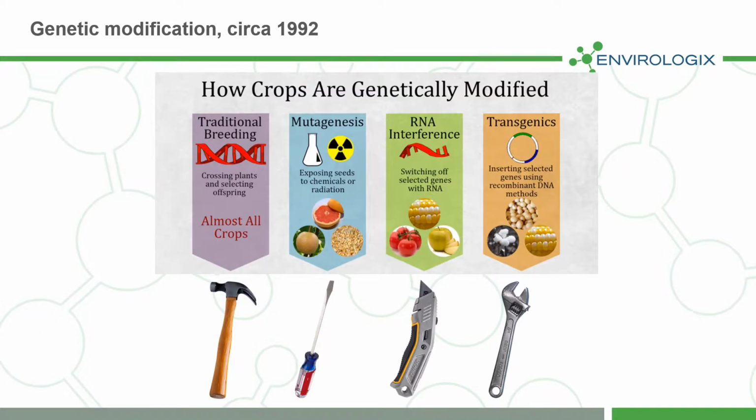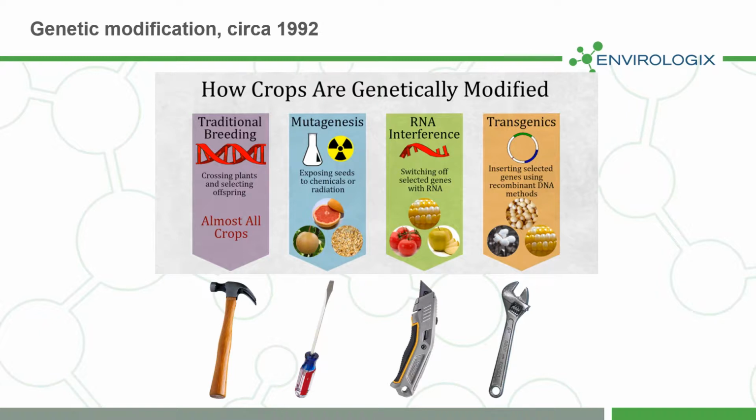As a reminder, here is how crops were genetically modified prior to genetic editing and CRISPR: traditional breeding, crossing up plants to try to combine traits of interest; mutagenesis via chemicals or radiation to try to come up with a random grab bag of new traits, some of which might be beneficial; RNAi or RNA interference, which is turning off selected genes or proteins using RNA; and transgenics, which is what has historically been thought of as GMO or genetically modified organisms, where DNA from one organism is inserted into a different organism.